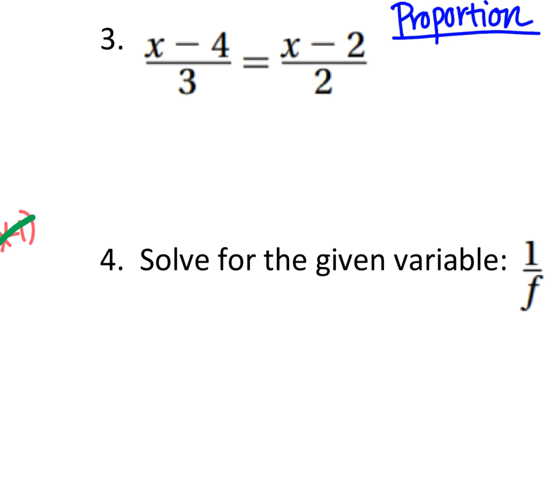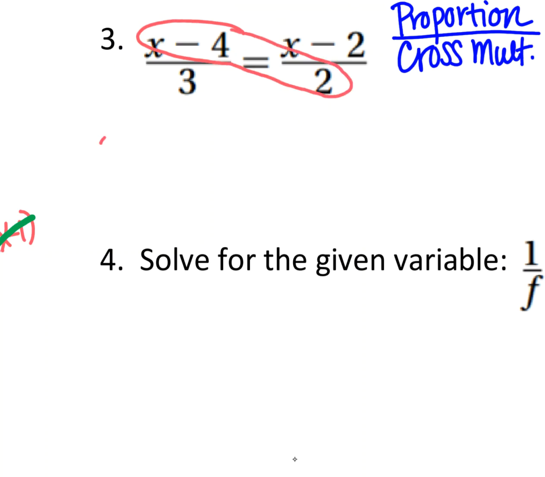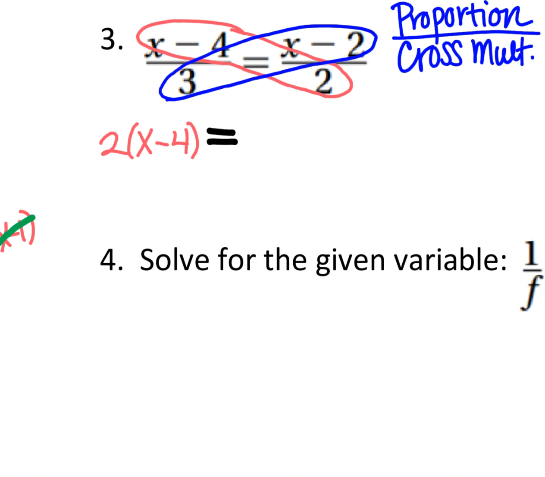And what you can do is cross multiply. So when you see a proportion, you could just cross multiply. So I'm going to multiply x minus 4 times 2. And then that's going to be equal to 3 times x minus 2.